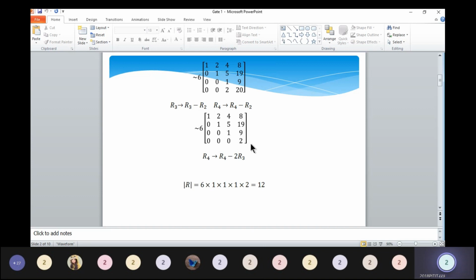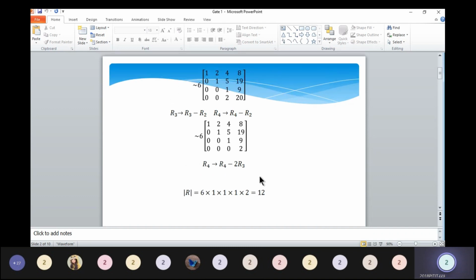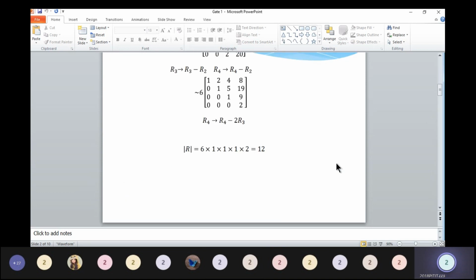So the product of the maintained elements is 2 into 6, which is 12. So the rank of the, no, not rank, it's the determinant value that is 12. So that is the product of the eigenvalues. So, next problem.